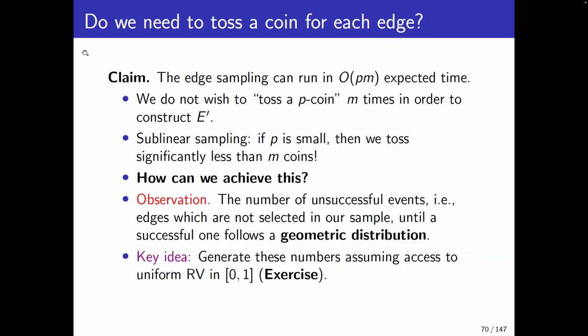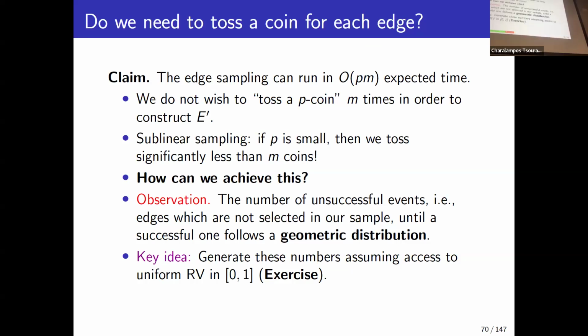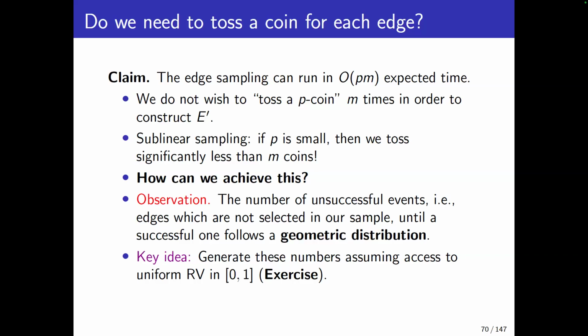So this is exactly what I told you, that the edge sampling can be done in expected time p times m, where m is the number of edges. This is a classic problem in Donald Knuth's Art of Computer Programming. It's an exercise there. And this can be done, as I said, with geometric random variables. So this is left as an exercise.